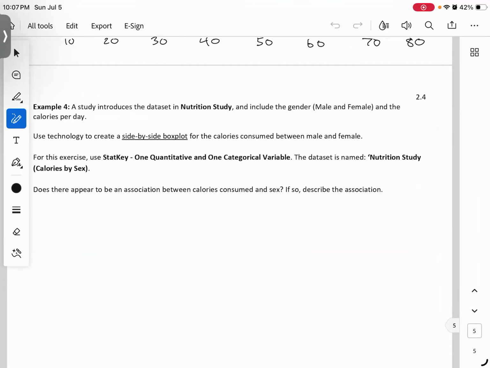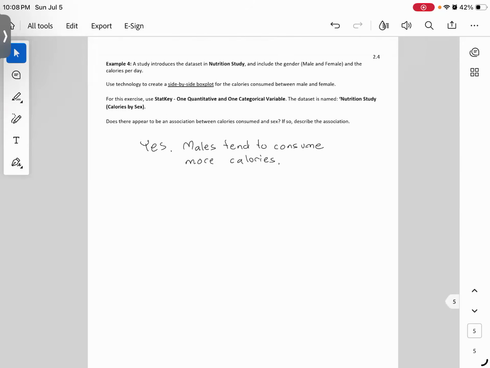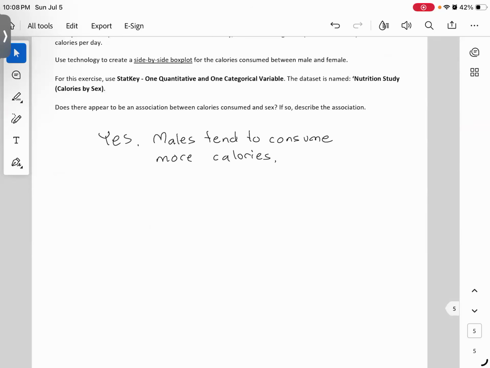So you would say, does there appear to be an association between calories consumed and sex? Yes. And then you would say, describe it. You'd say males tend to consume more calories. And that's it. Just something short, sweet, and simple. But that is it. That is our 2.4.